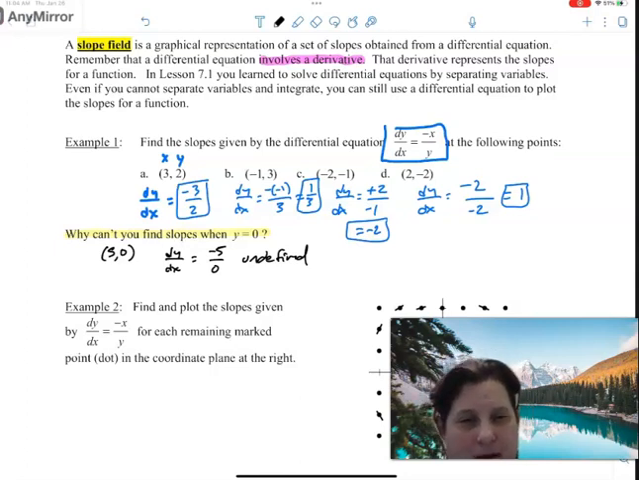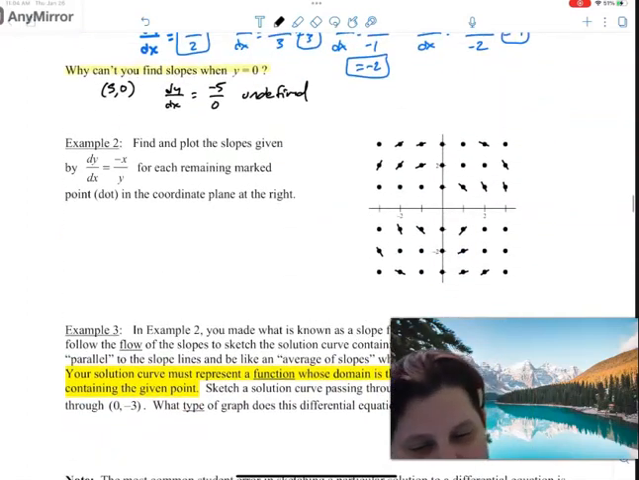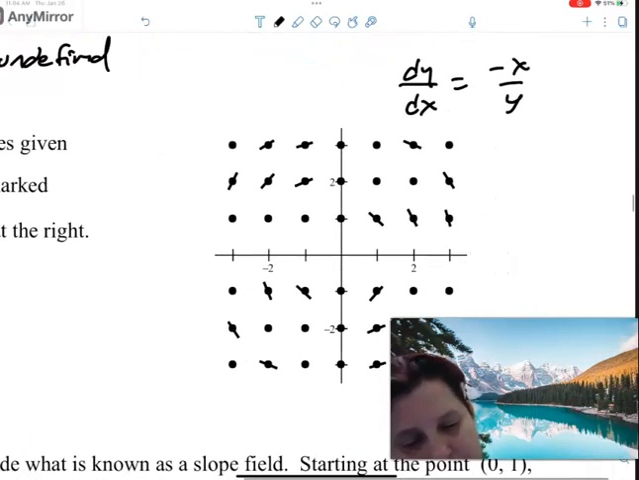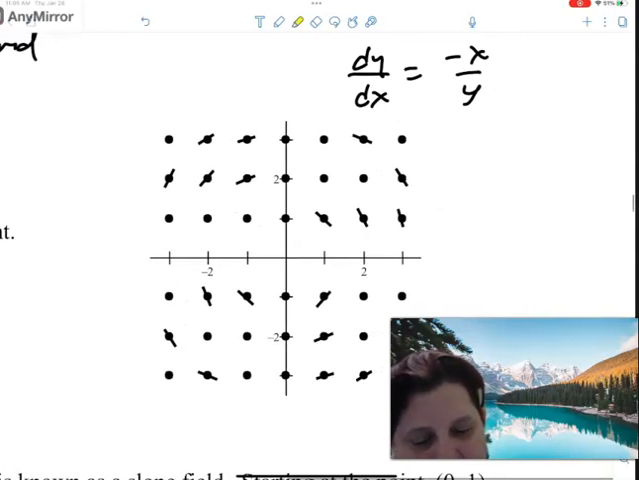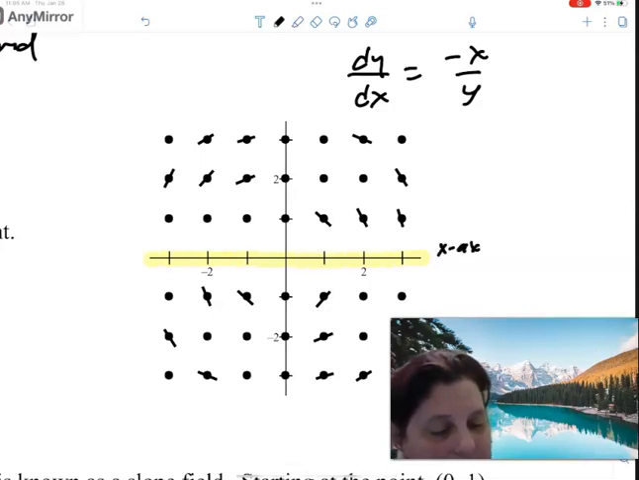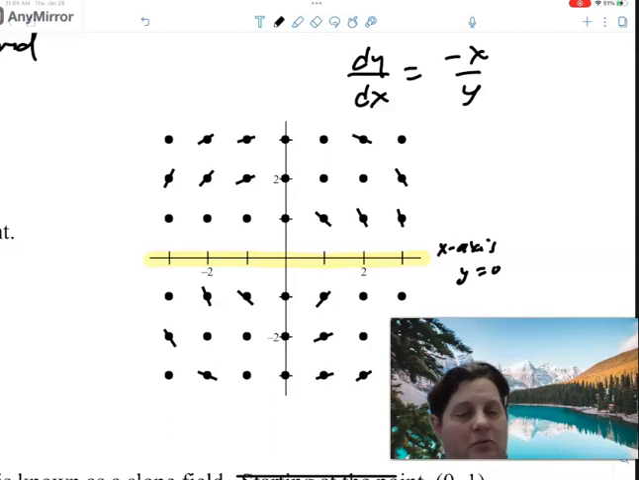All right, now it's telling me to find and plot the slopes for each remaining dot in the plane at the right. The slope is negative x over y. Let me write that up here so I can see it, and then zoom in a little bit. Okay, so this is a slope field. Do you see how there's nothing here? Because the x-axis is the line where y equals 0, and we saw that when y equals 0, these slopes were all undefined.